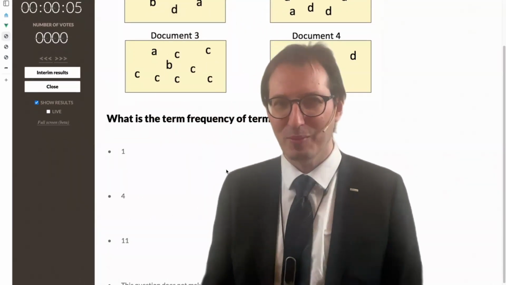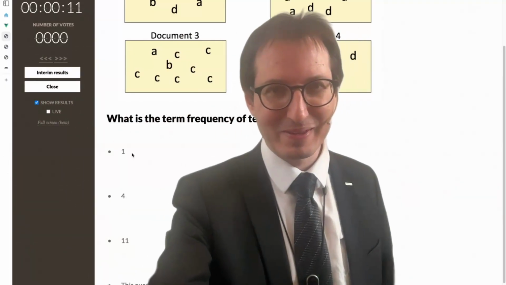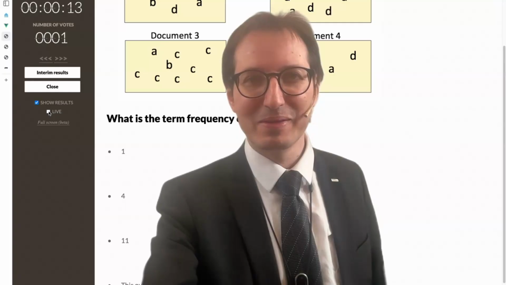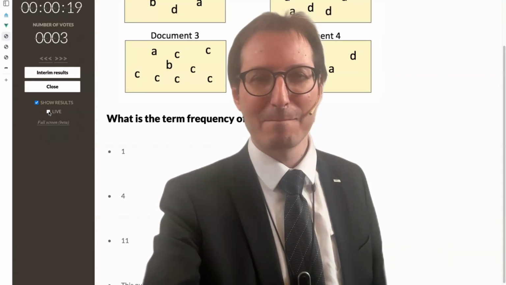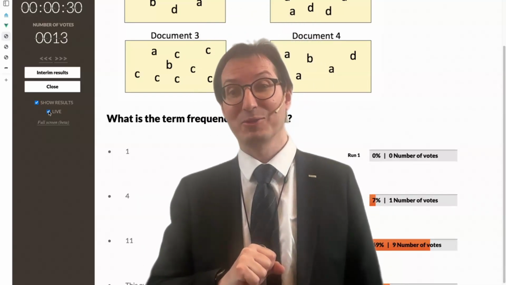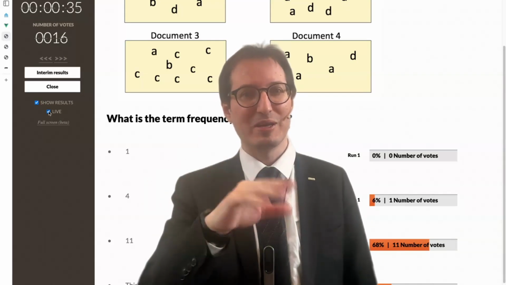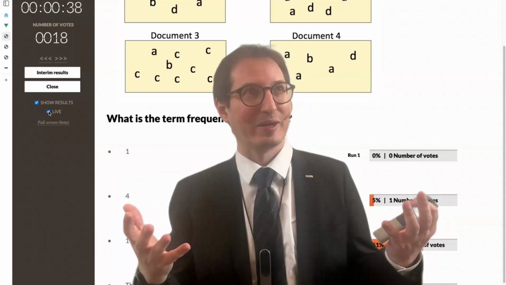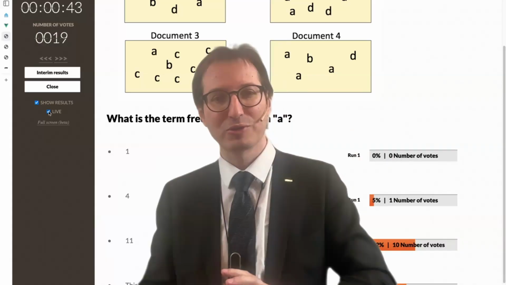What's the term frequency of term A? Okay, that should be answered in just a few seconds. The term frequency of term A: 1, 4, 11, doesn't make sense. Oh, 11. Okay, no, it doesn't make sense. The term frequency is for a term in a document, right? If you just say for a term, then that's incomplete. You need to say for what document. Term frequency takes 2 parameters, a term and a document.